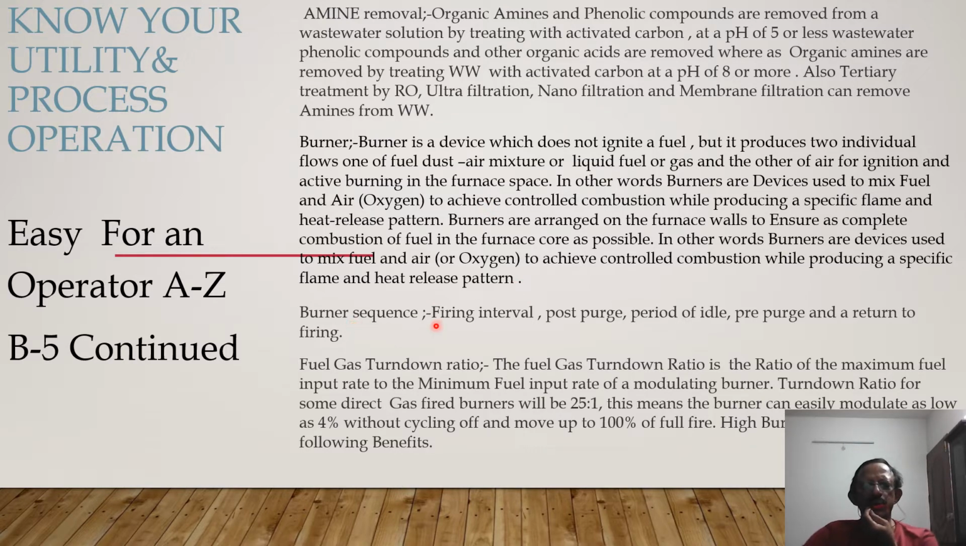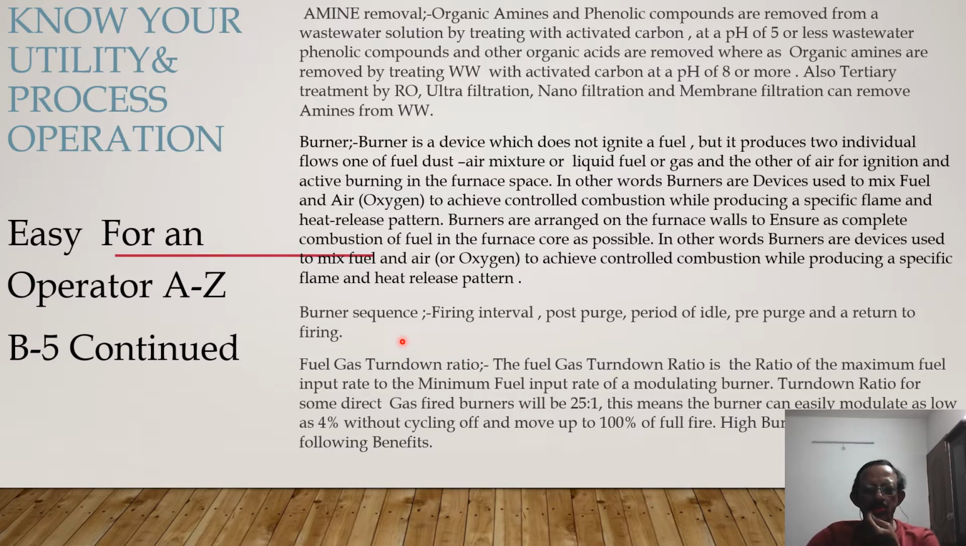Now we can see about the burner sequence. The sequence of the cycle is firing interval, post purge, period of idle, pre purge, and return to firing. This will be available and can be frequently used in indirect firing, or where modulation is not there in the burner.